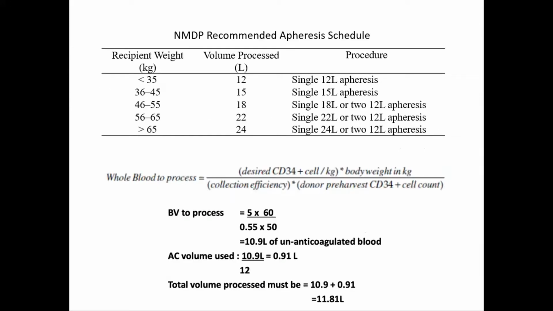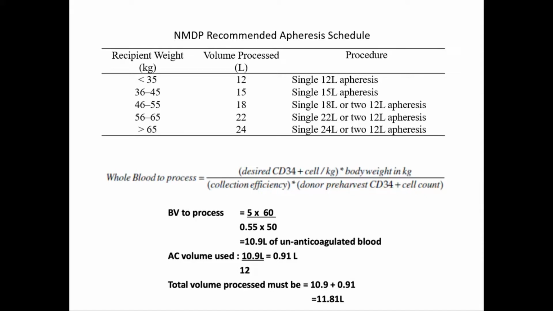With respect to the allogenic setting, the NMDP recommended apheresis setting, as I said, is a volume process, whole blood process, whereas in autologous it is total blood volume process. In an allogenic setting, we always look at the whole blood process volume. They have defined it by the recipient's weight: if the recipient weight is so much, we need to process so many liters of blood. That is what the NMDP says for allogenic criteria. The maximum we can process is 24 liters over a period of 2 days. Beyond that, no blood volume should be processed in an allogenic setting.